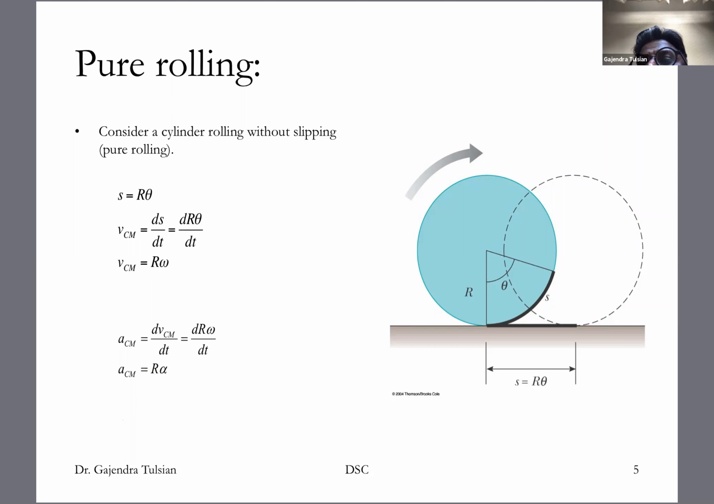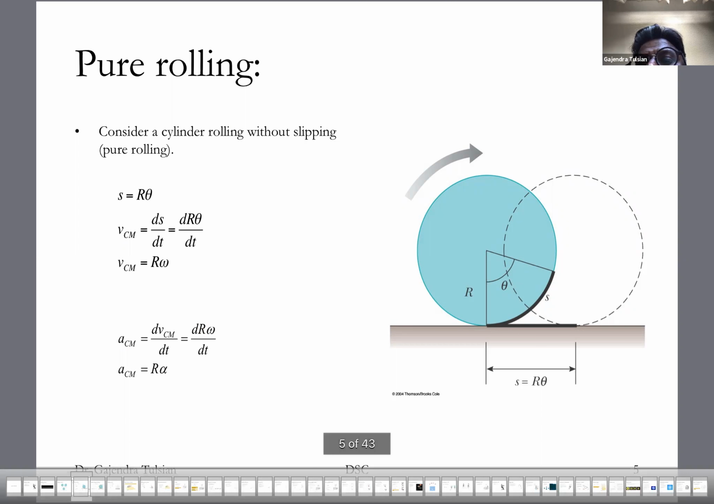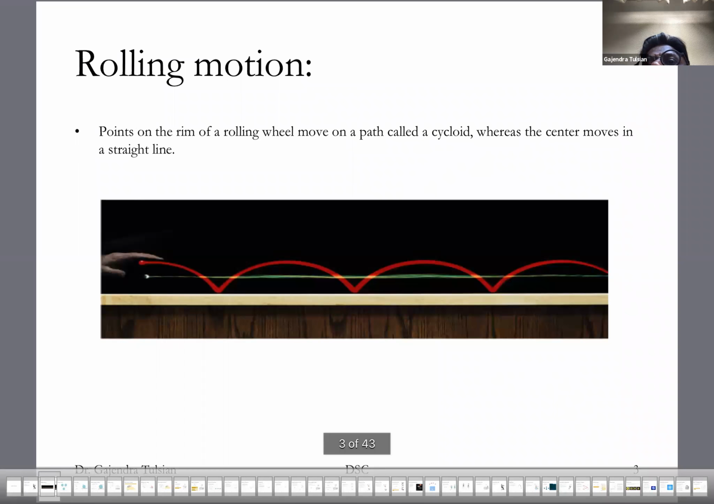Okay, now let's go back to this slide. So, rolling motion, and we'll skip this slide. What this picture is showing you is the following. Let me draw a wheel here. So here's a wheel that is rolling without slipping.